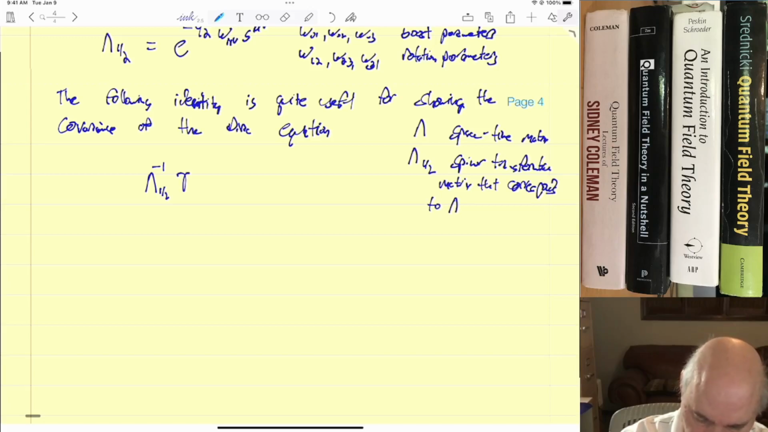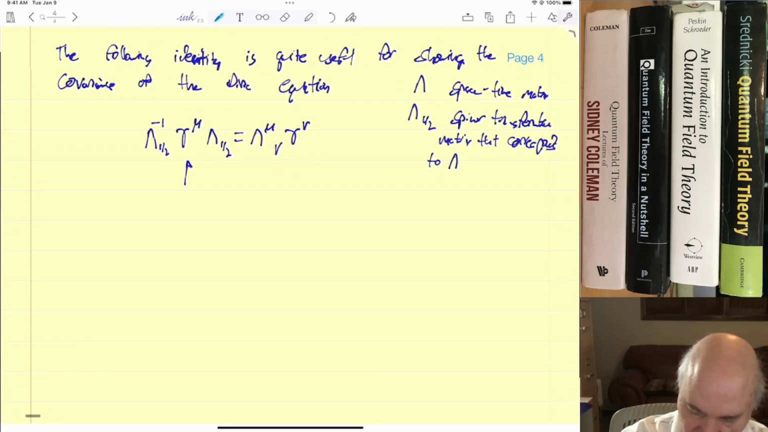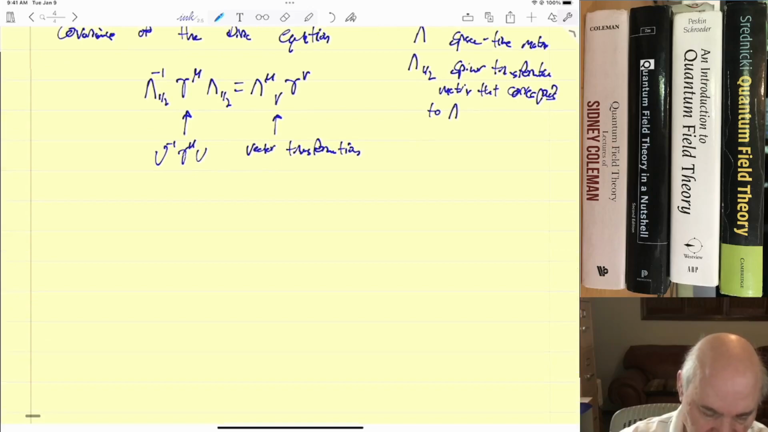So anyway, the identity is lambda to the minus 1/2 gamma mu lambda to the 1/2 is equal to lambda mu nu gamma nu. So on this side, you could think of this as like U inverse gamma mu U, the usual transformation of an operator. And on this side, this is just a vector transformation. So this identity is sort of saying that we can take seriously the vector index on top of the gammas.